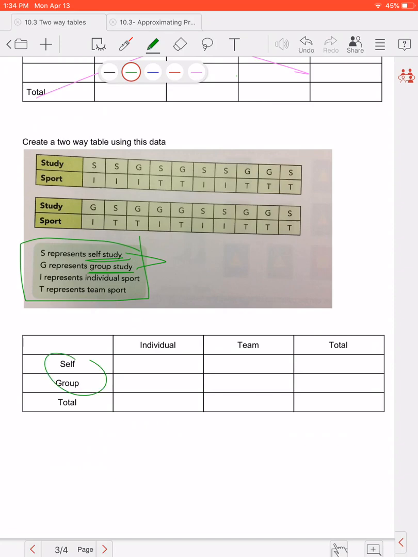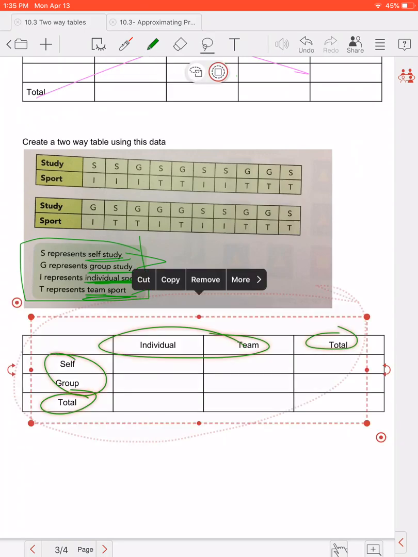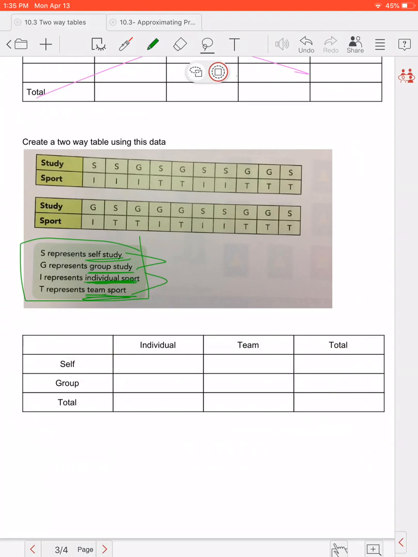So as you can see, I wrote self and group in my row with my totals. Okay. I stands for they played an individual sport, and T stands for a team sport. Again, two different categories together. So we have individual and team up here and total. Okay. So you can kind of see how things go together. So in the homework problem today, please, please make sure you read what each one of these things stand for, okay? That will help you immensely.